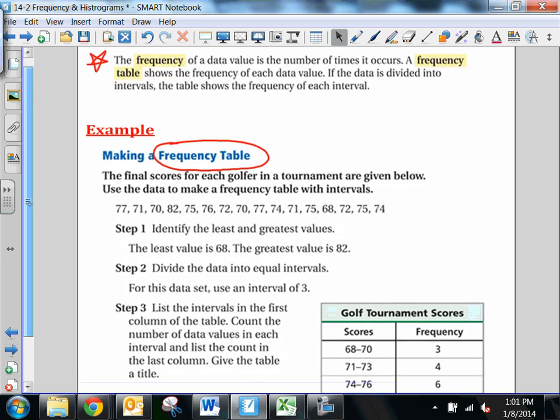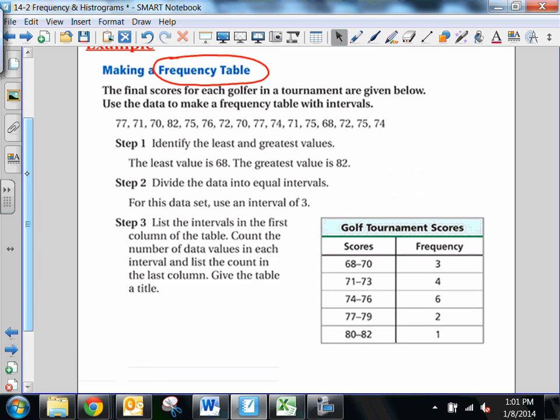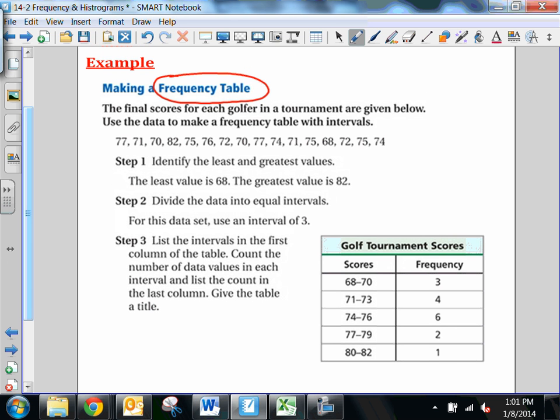Okay? So let's take an example. Let's take a look at this example below of the frequency table. You have golfers and their scores in a tournament. You've got these different scores that the golfers made in a tournament, going across. And we want to make a frequency table of that information. The first thing is you identify the least and the greatest values. 68 is the least, 82 is the greatest. So I know my table is going to have to go from 68 all the way to 82 at least.